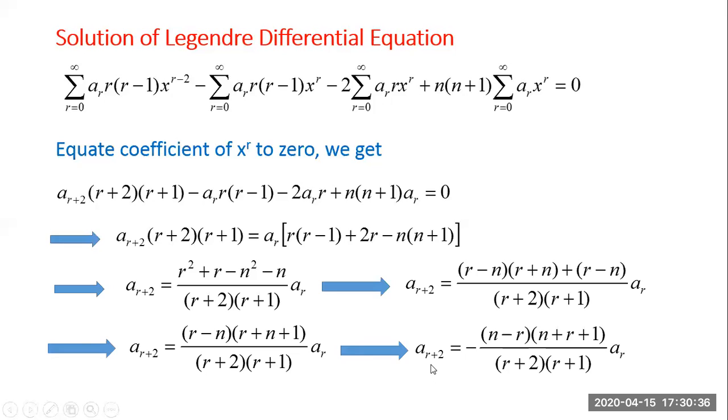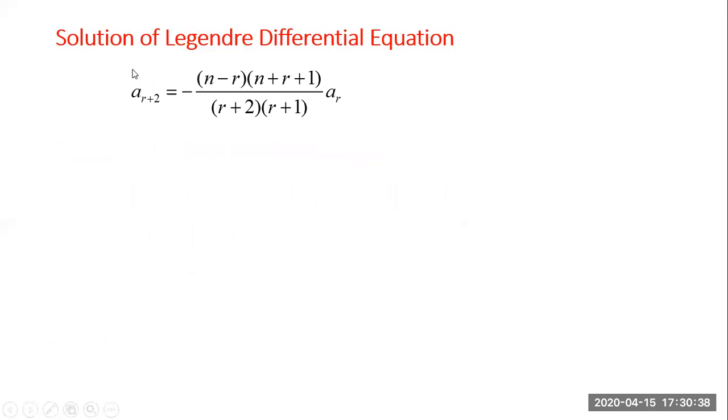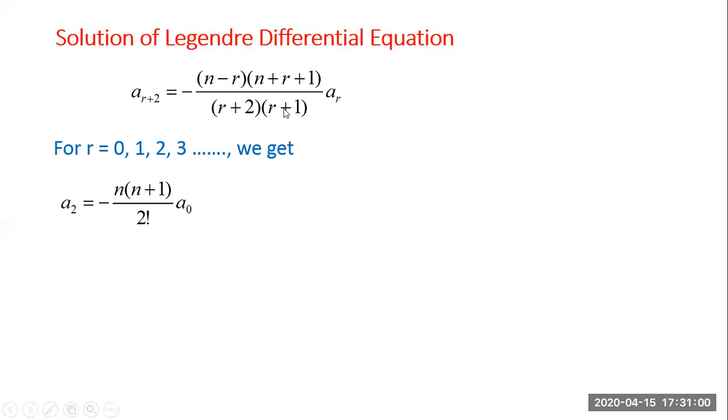Here r is a number greater than or equal to 0. So we get a r plus 2 as minus n minus r, n plus r plus 1, over r plus 2, r plus 1, into ar. Here substitute r is equal to 0, 1, 2, 3 and so on. So first substitute r is equal to 0. You get minus n into n plus 1 divided by 2 into 1. 2 into 1 can be written as 2 factorial, and this becomes a naught.